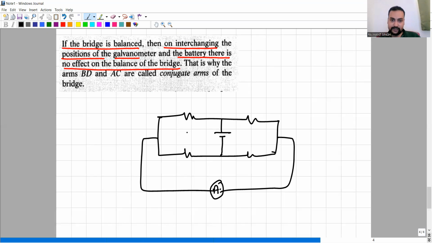Look at the circuit once again, you will find that this will be a balanced Wheatstone condition, and that is why they are called the conjugate arms of the bridge. So if you interchange the battery with the ammeter, the balancing condition will still be followed.